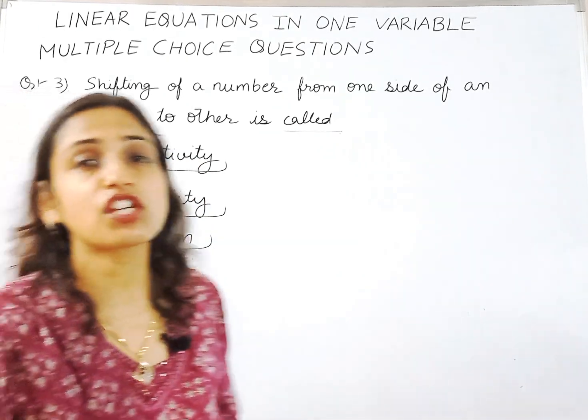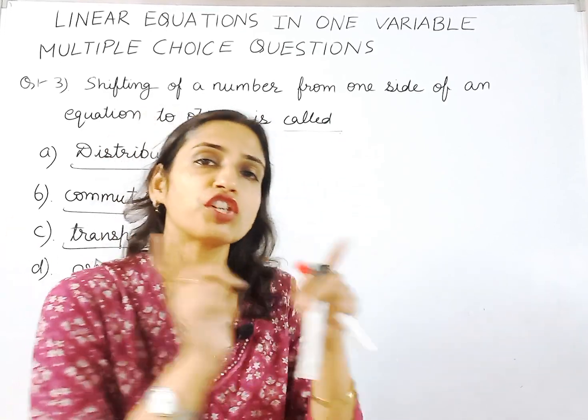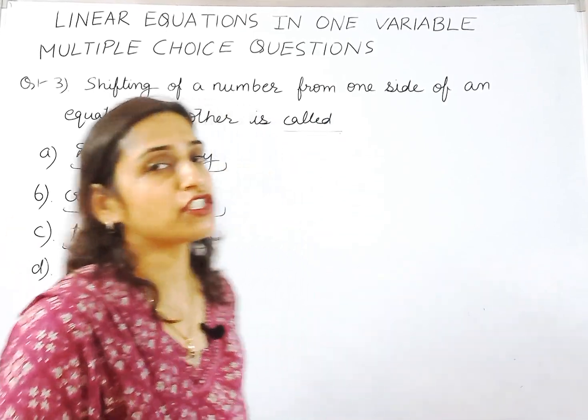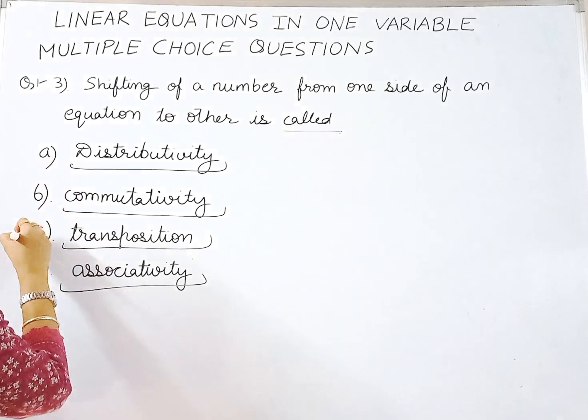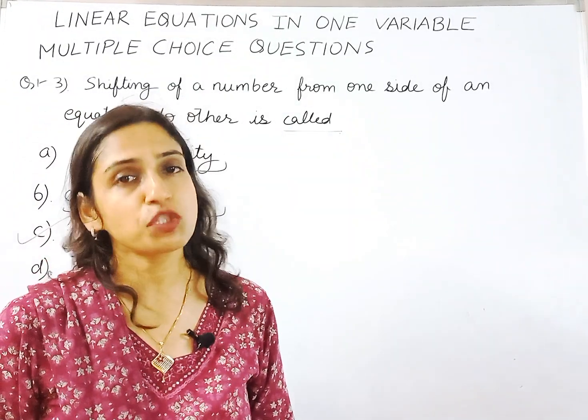So what is this known as when we shift any number from one side of the equation to the other side? This is known as transposition. So the correct option is option number C, transposition.